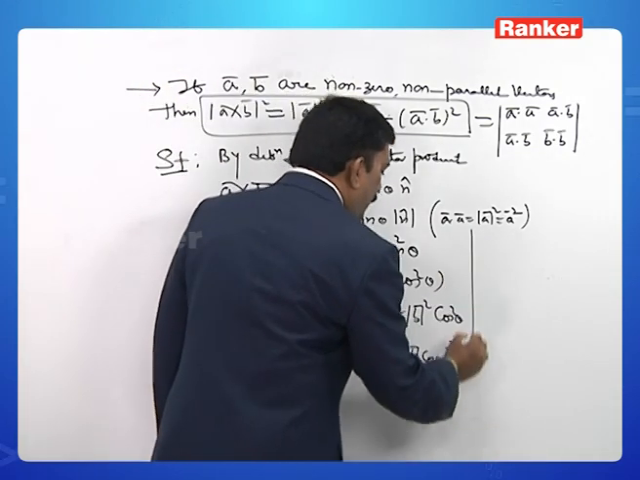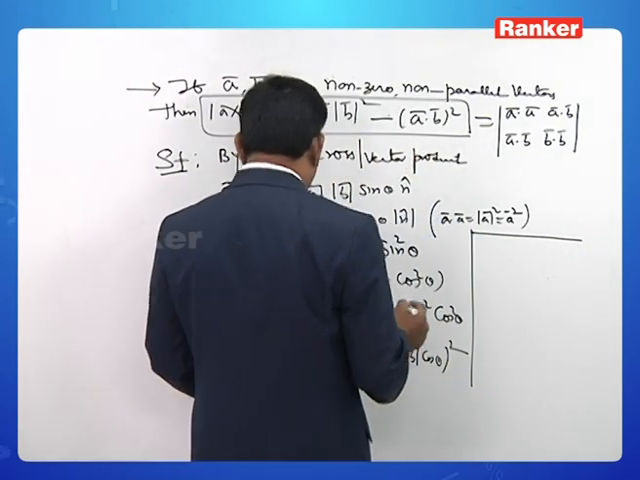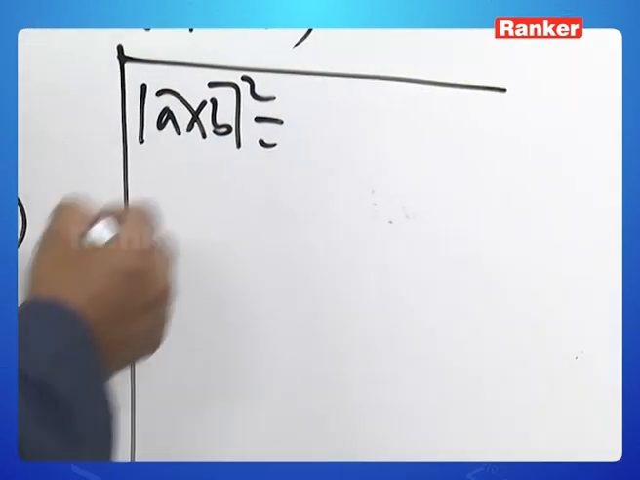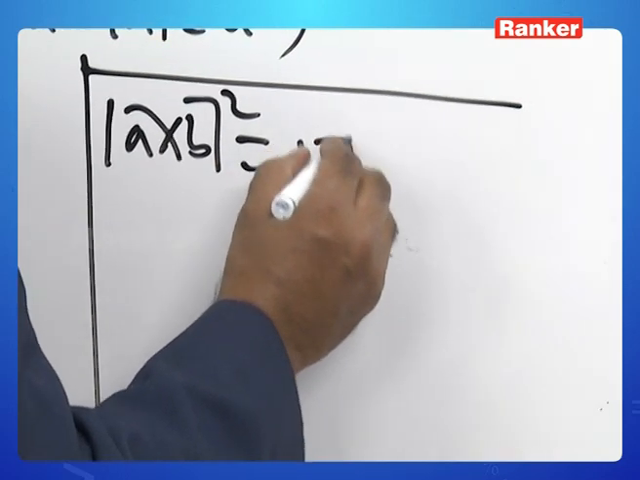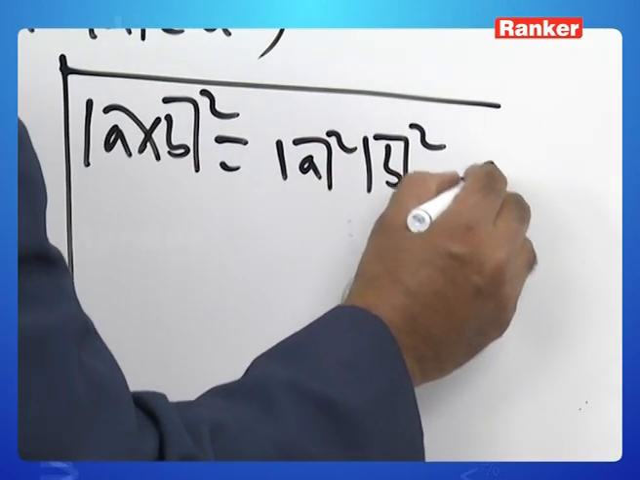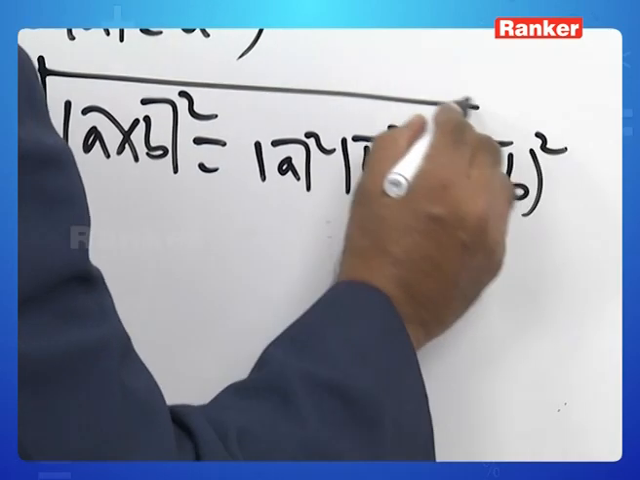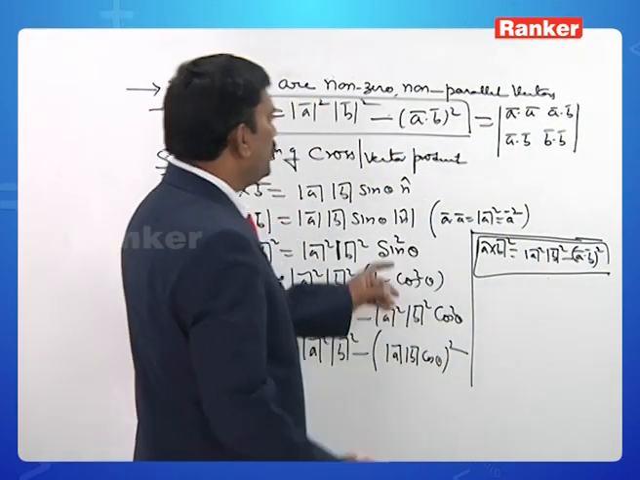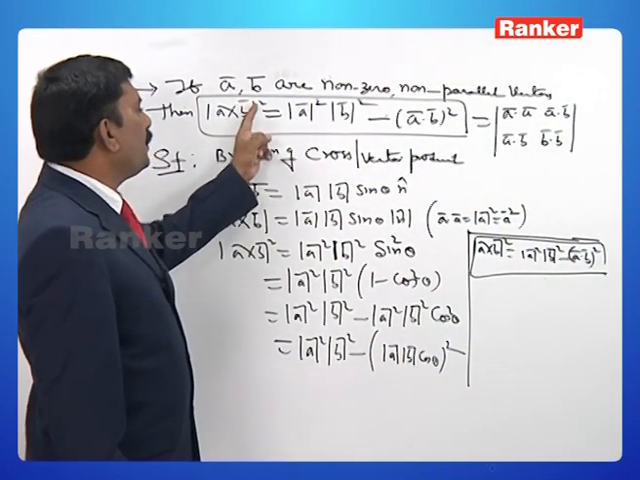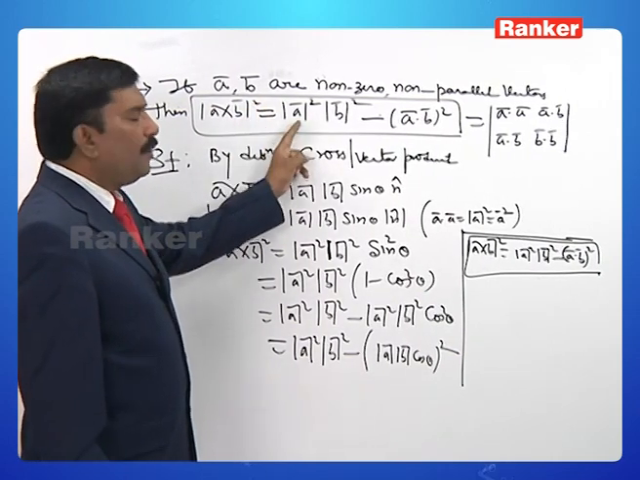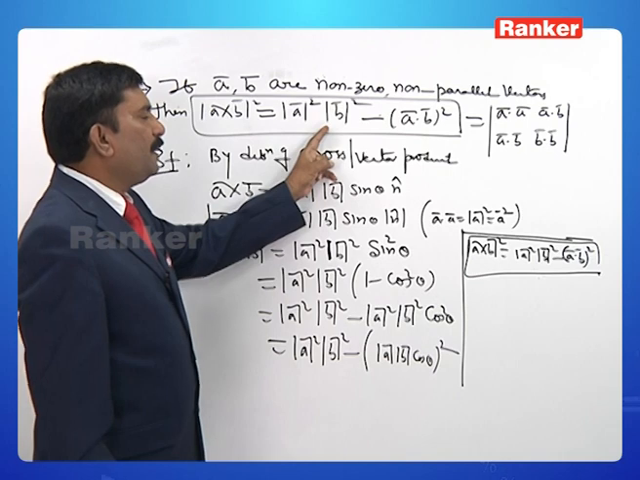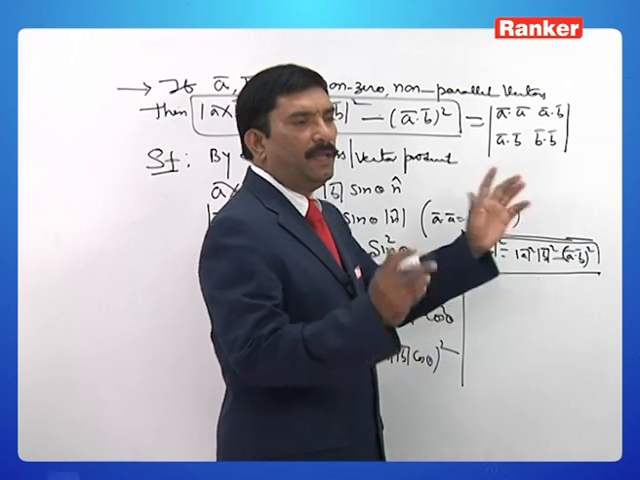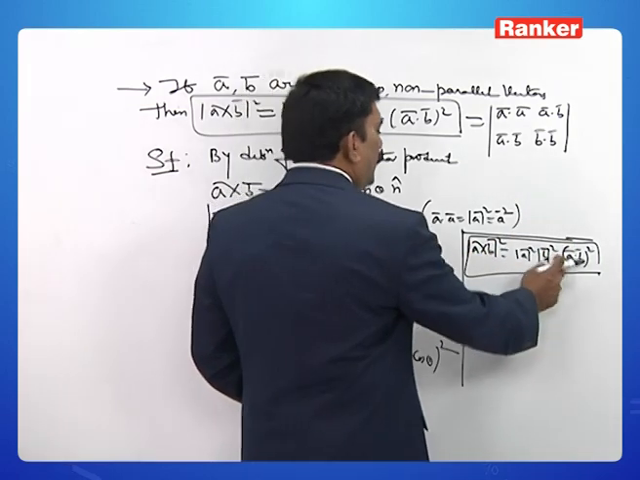Later, I can write this as modulus of A bar cross B bar whole square is equal to mod A whole square mod B whole square minus A bar dot B bar whole square. Now, we have proved that modulus of A bar cross B bar whole square is equal to mod A whole square mod B whole square minus A bar dot B bar whole square.